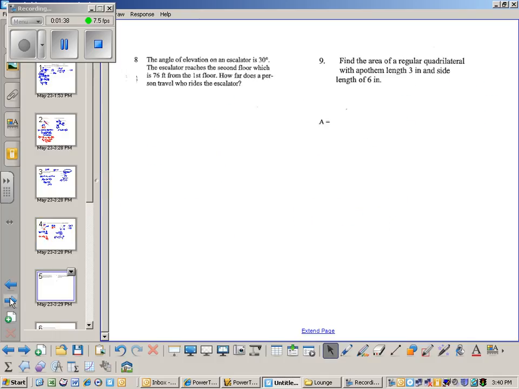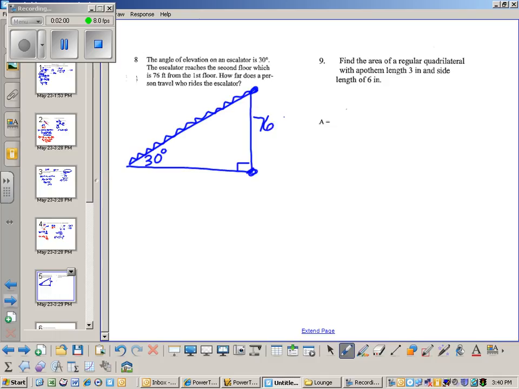All right, number 8. So here's your escalator. So this is your angle of elevation of 30 degrees, 76 feet from the first floor to the second floor. Here's the first floor, here's the second floor, so here's where our 76 feet need to sit. It wants to know how far a person travels on the escalator.